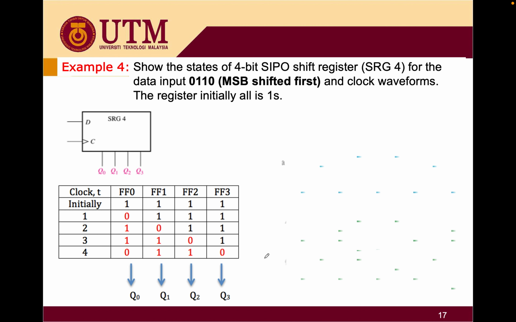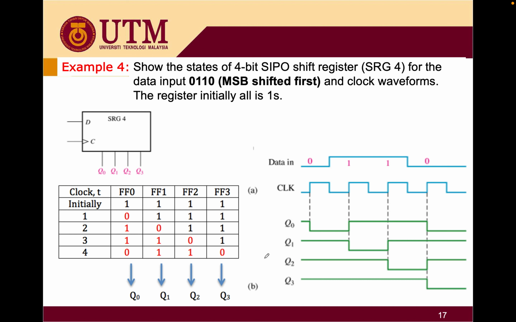Okay. So, how about the timing diagram? For the timing diagram, you have similar, but now, last time, you just need to look into one output per one output. But here, you can see, okay, you have cycle 1, 2, 3, 4. So, the data in first. First data in is going to be 0. So this will be your first data in at first clock.